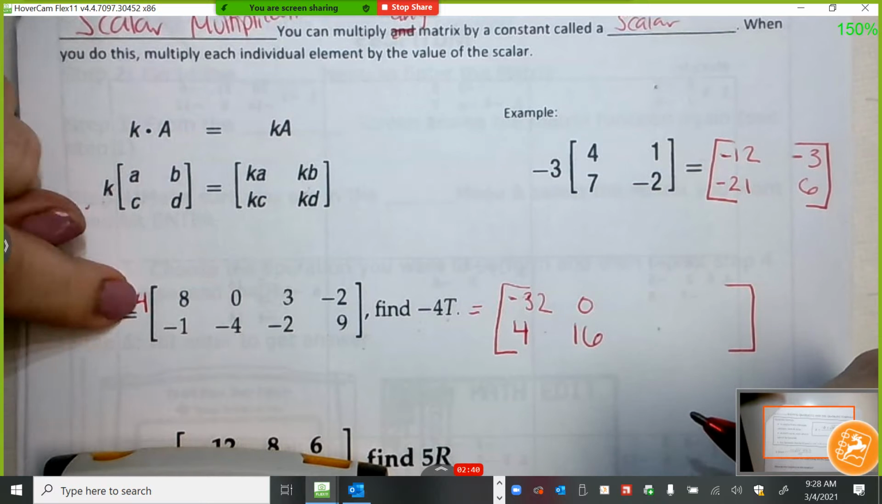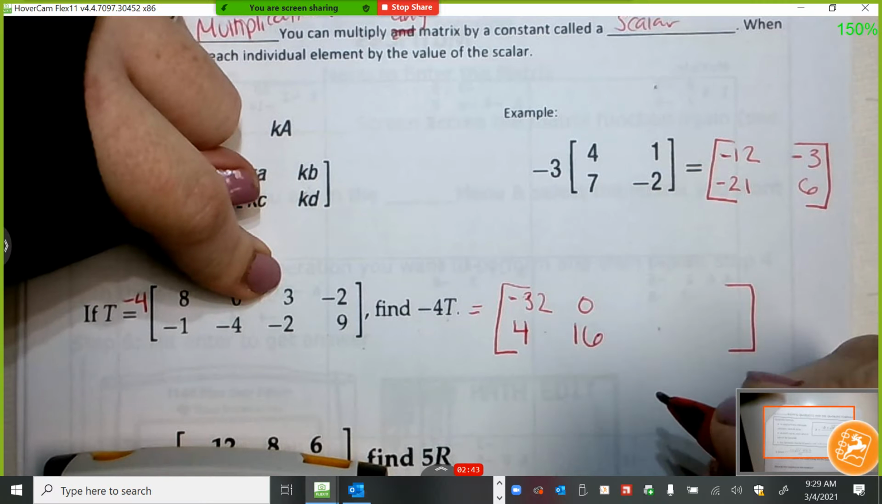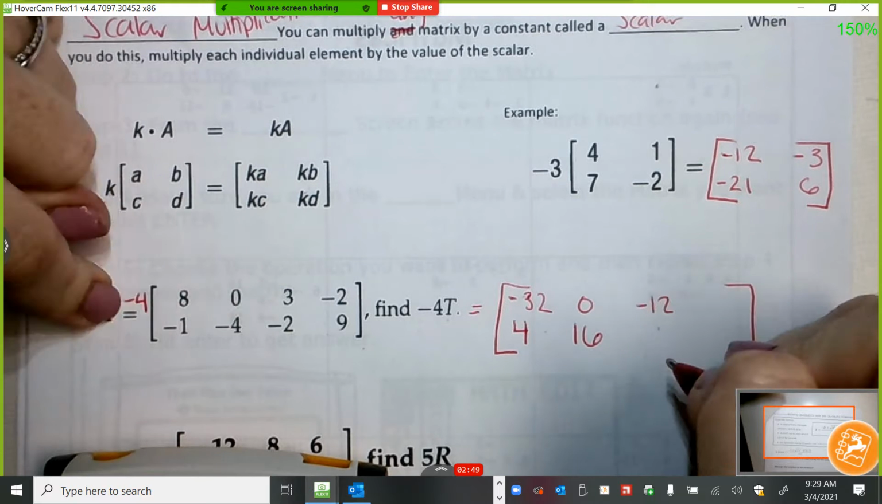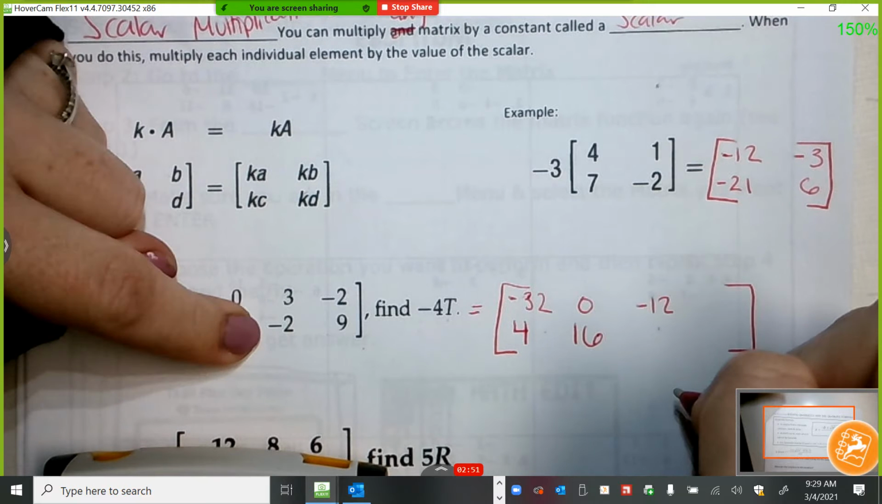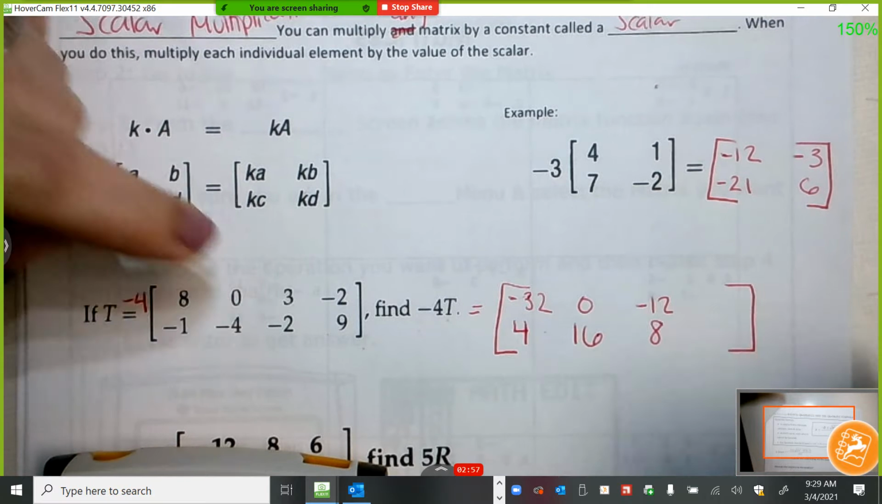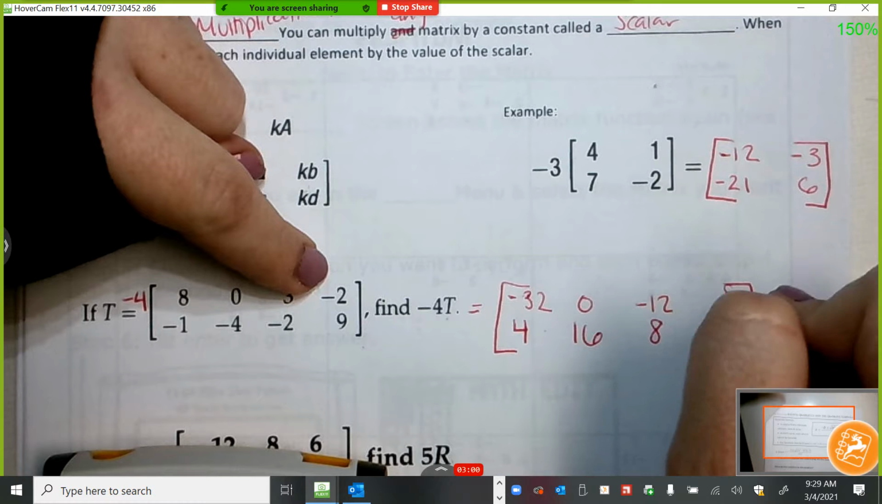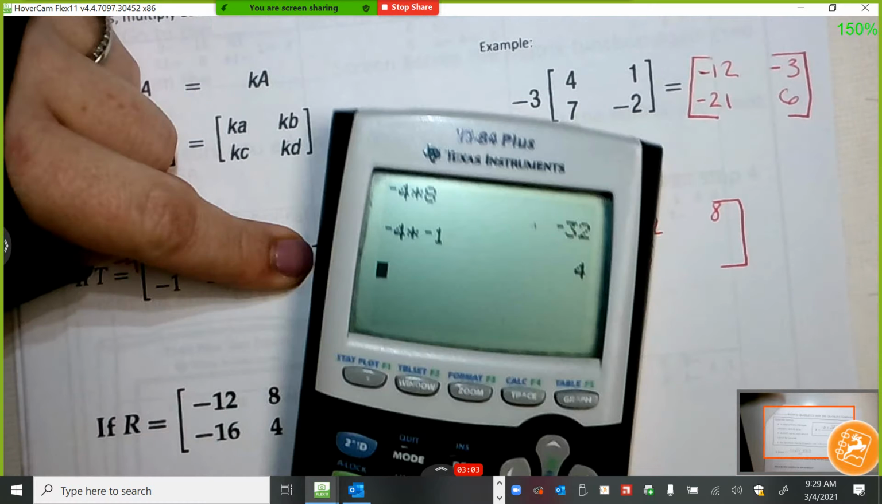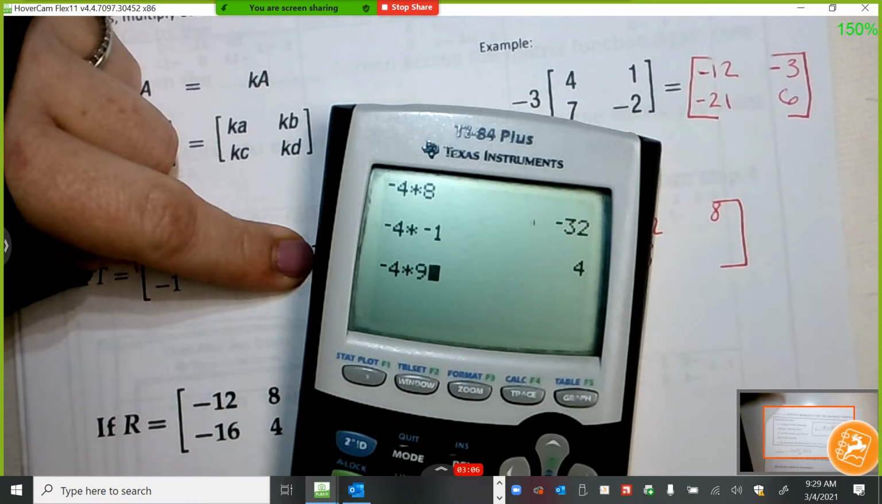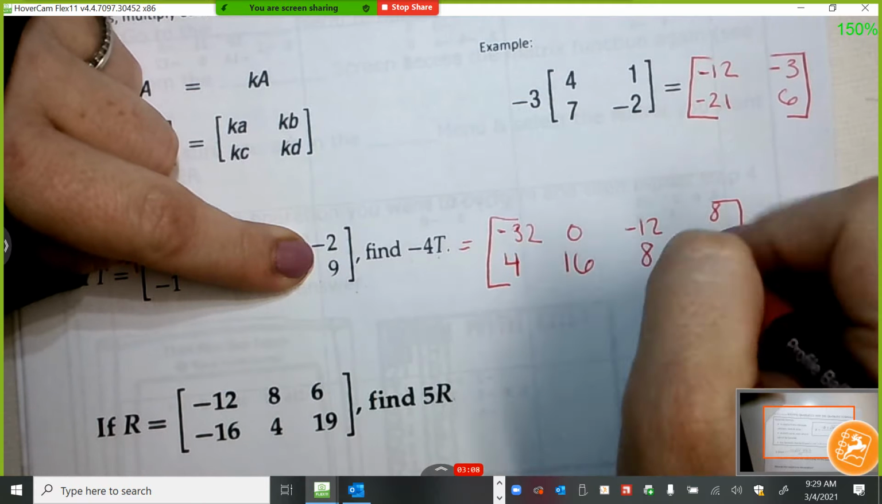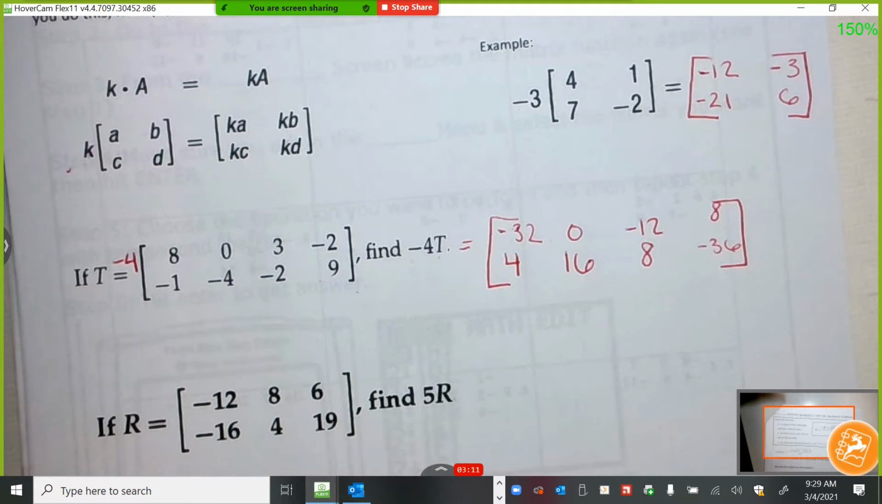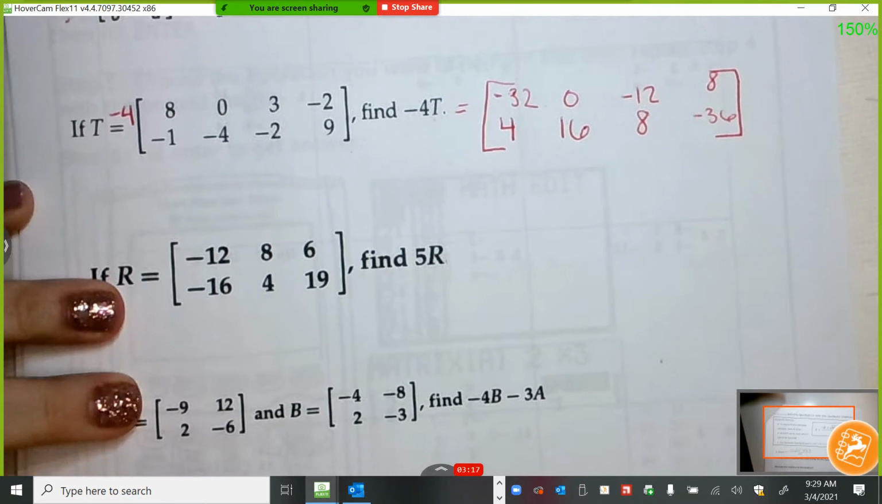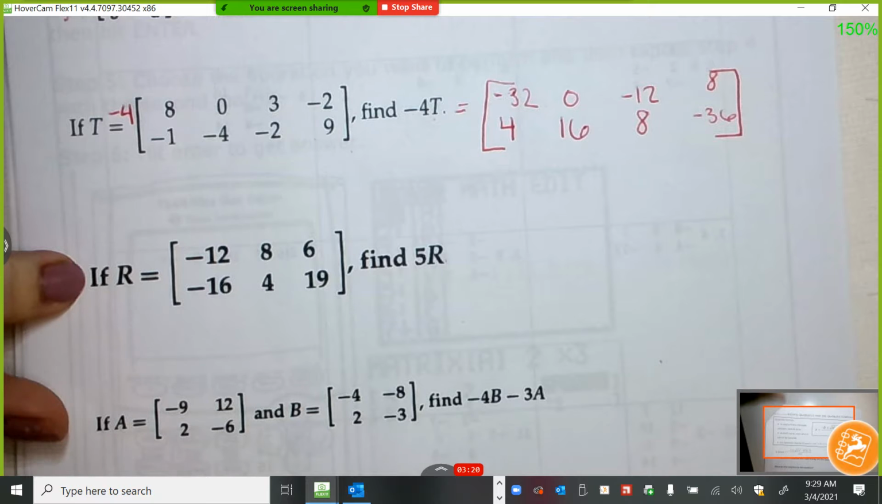Okay, negative 4 times 3. Y'all can type these in your calculator. Negative 12. Negative 4 times negative 2, two negatives makes a positive. What's 4 times 2? Okay, negative 4 times negative 2 again is just 8. And negative 4 times 9 is negative 36. Everybody okay with that? Okay, so I want y'all to try this if r equals whatever while I take attendance.